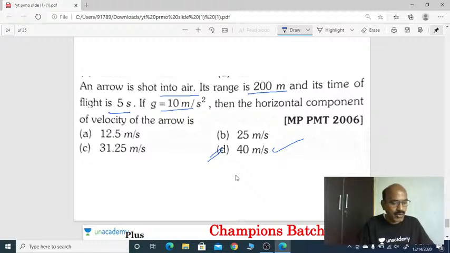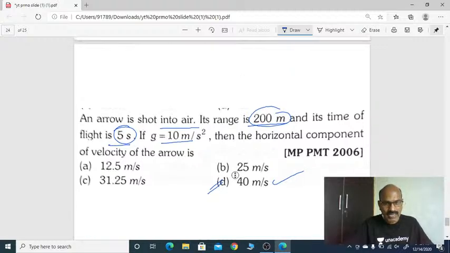In this, you need to use the range formula. Range is given here, u square sin 2 theta by g equal to 200, and then we know the time of flight, 2u sin theta by g equal to 5 is given. Divide both, you will get the option. This is horizontal component, meaning u cos theta, right?